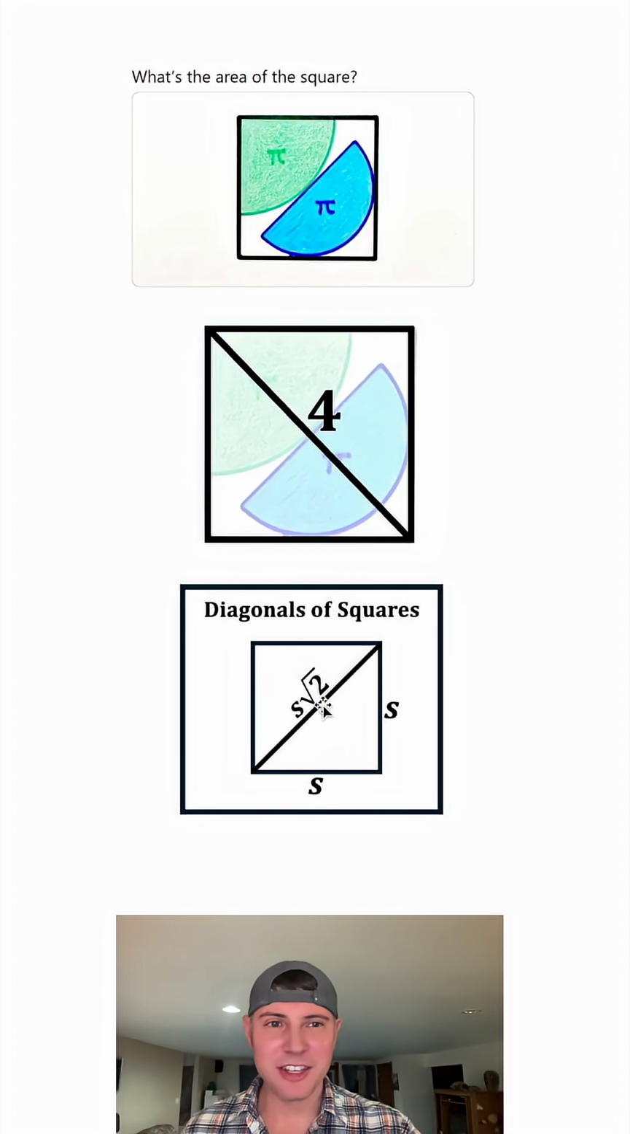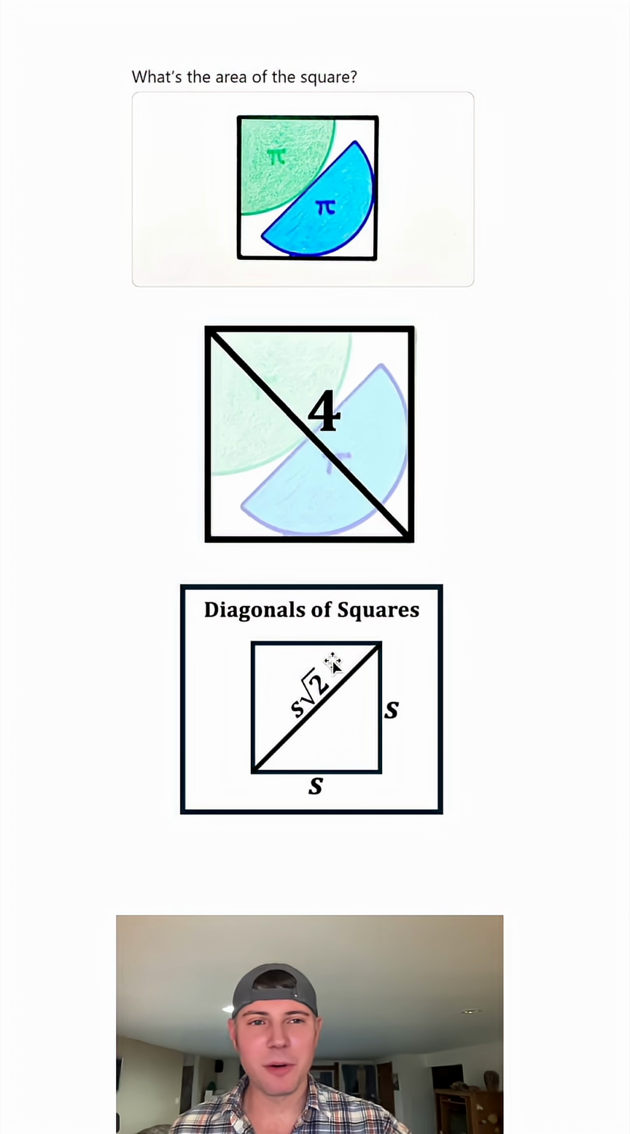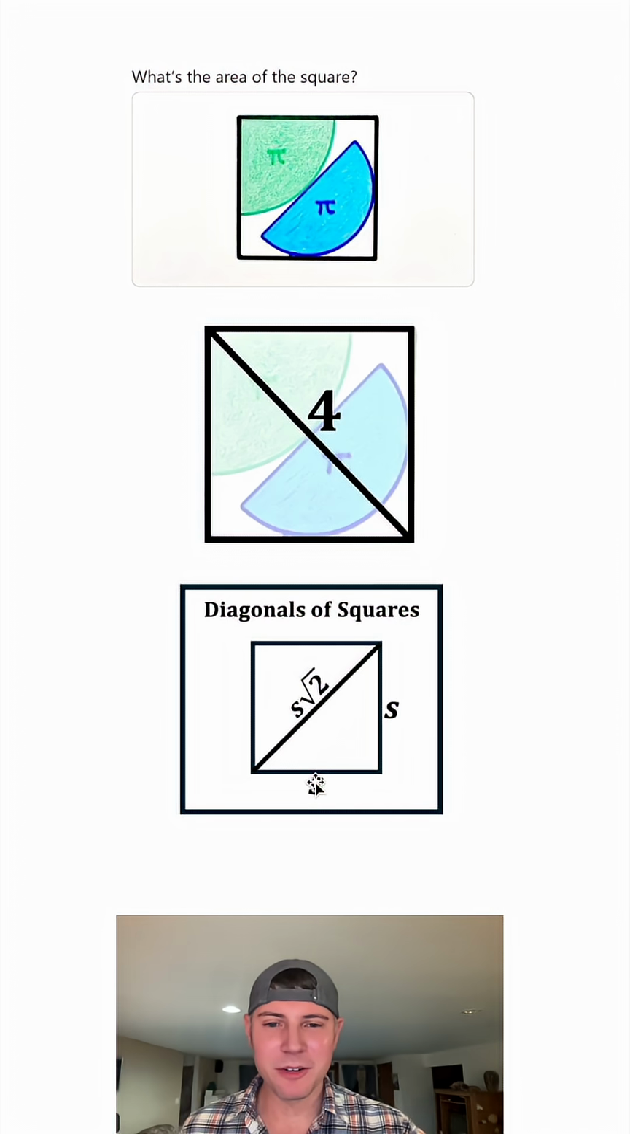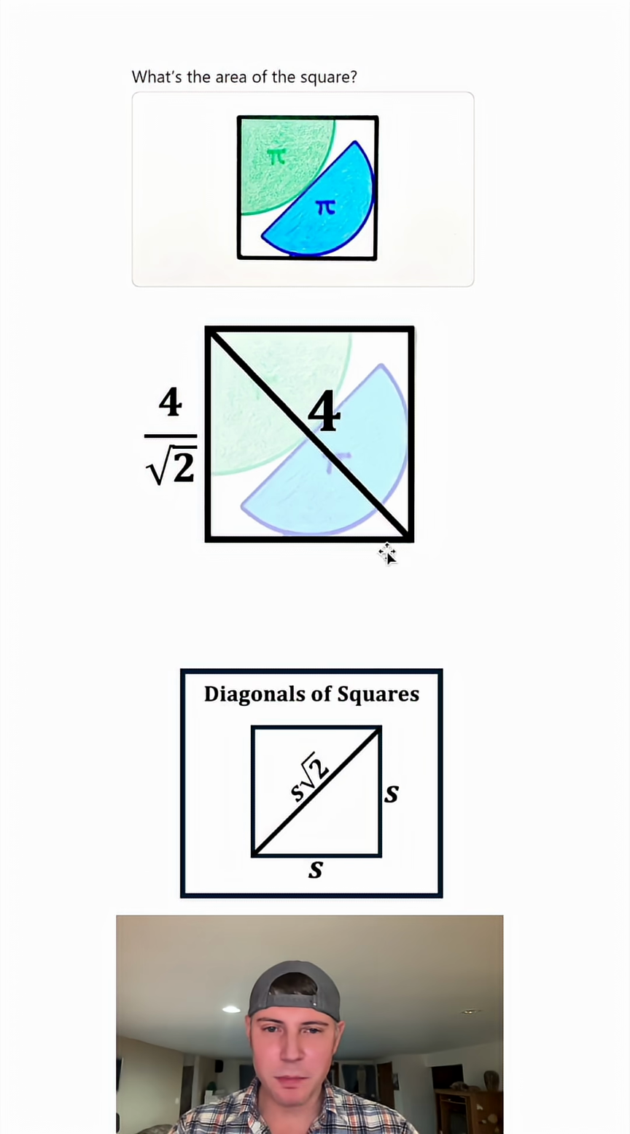And now we can recycle these notes. To get from the side to the diagonal, you multiply by the square root of 2. But then to get from the diagonal to the side, you divide by the square root of 2. So if this diagonal is 4, the side would be 4 divided by square root of 2. And then since it's a square, this base would also be 4 divided by square root of 2. And now we're pretty much done. We don't need these notes anymore.